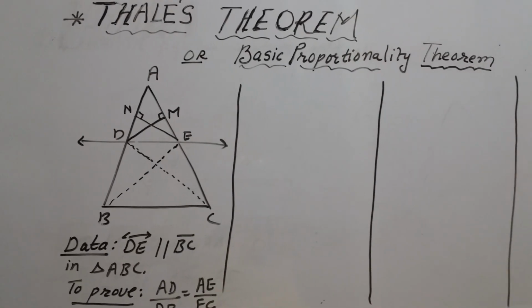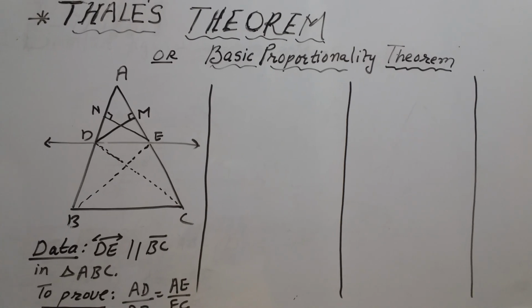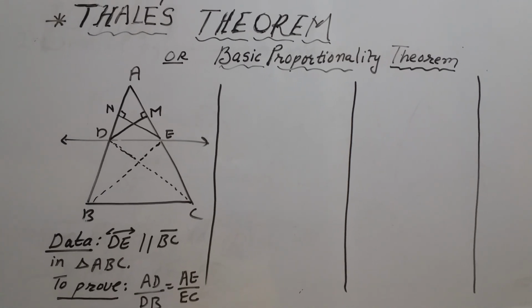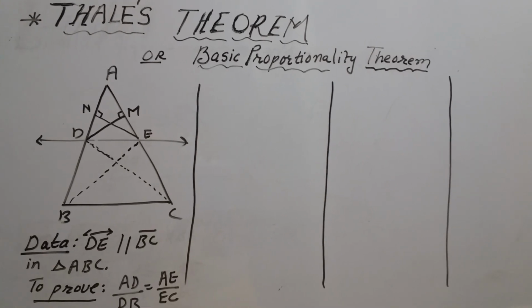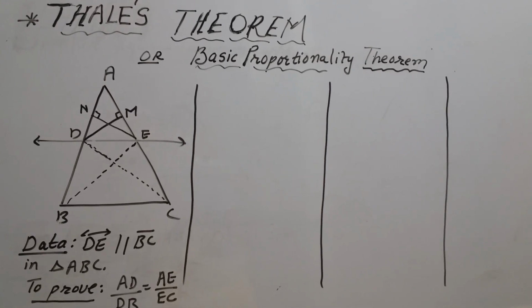So here is the figure for basic proportionality theorem, or we say Thales theorem. Thales was a Greek mathematician who gave a concept that in two equiangular triangles the sides are always in proportion, and he proved this using a theorem which is known as basic proportionality theorem, and now this theorem is also known as Thales theorem.